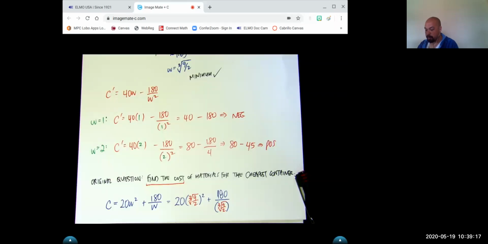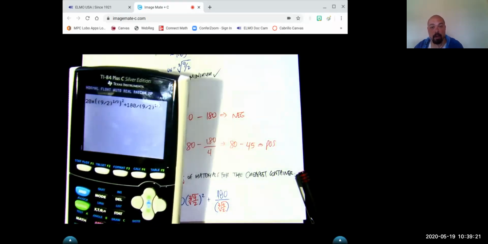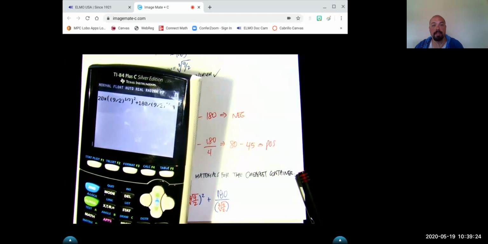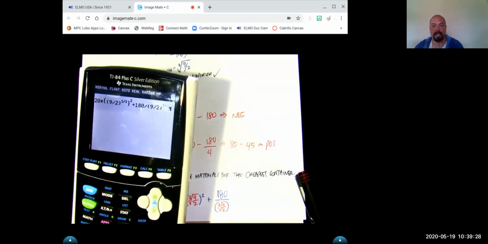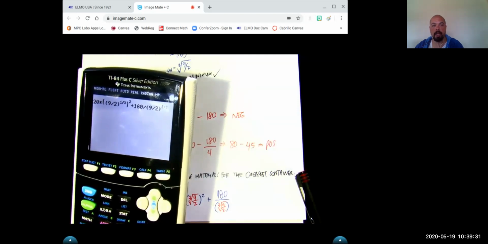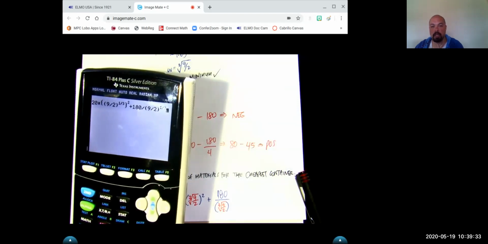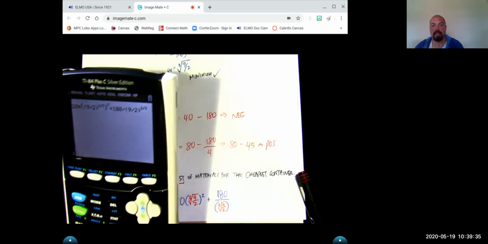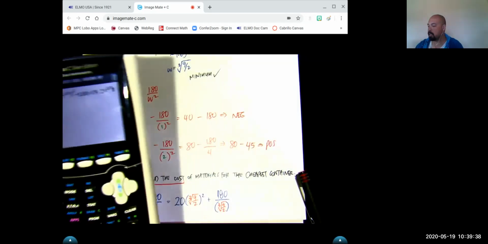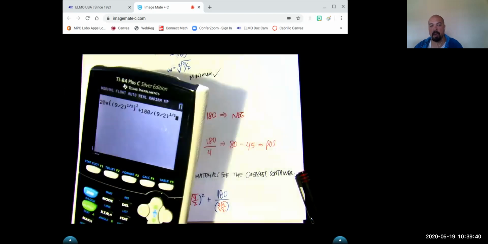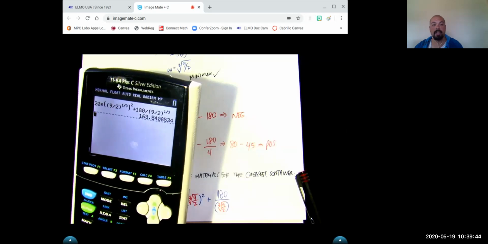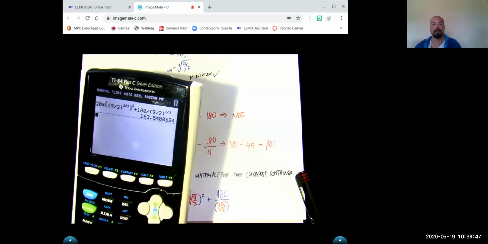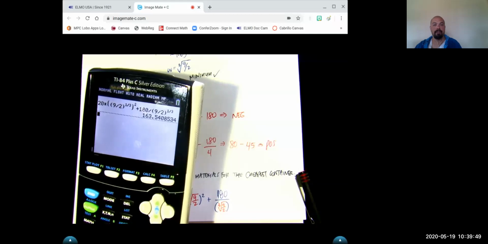Let's see here, boom, boom. All right, so there's how I typed it into my calculator. 20 times that 9/2 inside the cube root raised to the second power squared, right? So my 20W squared plus 180 over that W, that 9/2 to the 1/3 power, and it's kind of a glare. All right, and we can round that 1.65 and see how that compares. But doing so, I got 163.54, so approximately $163.54.